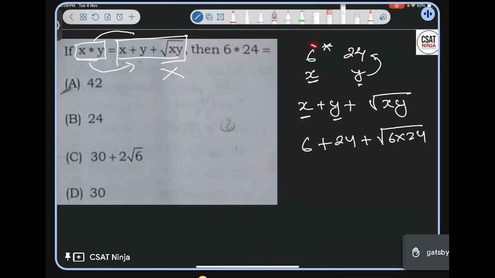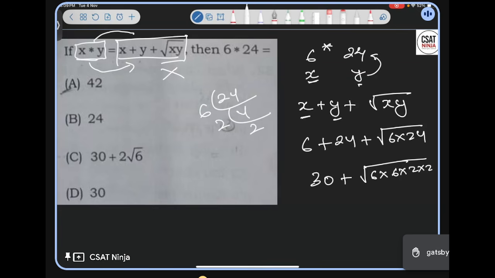So the value of X is 6, and the value of Y is 24. That's the reason why it is X plus Y plus root over X into Y. So if we solve this, I'm getting 6 plus 24, which is 30, plus, if we simplify root 6 into 24, I'm just finding the factors. 24 can be written as 6 into 2 into 2. So I can write it this way.